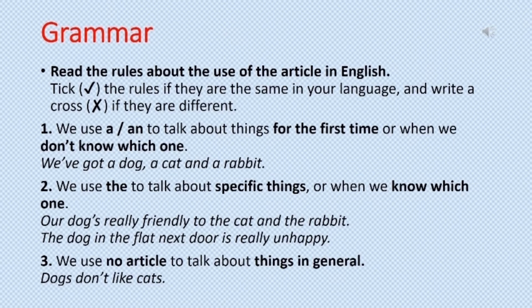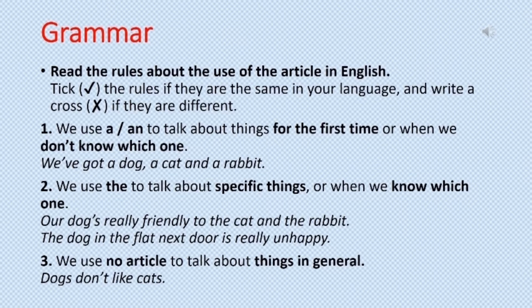We use the to talk about specific things or when we know which one. Exactly. So, when we already know the thing, we use the. For example, our dog is really friendly to the cat and the rabbit. That means we already know which dog, cat, and rabbit we're talking about. Finally, rule number 3. Who'd like to read it?